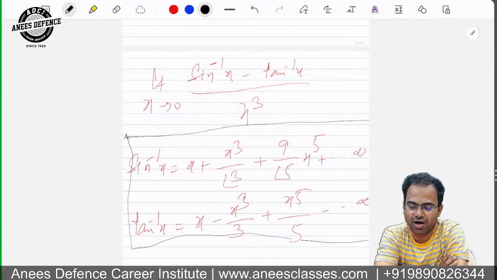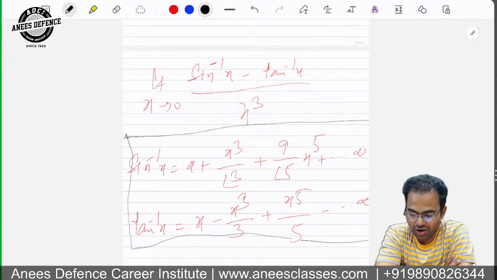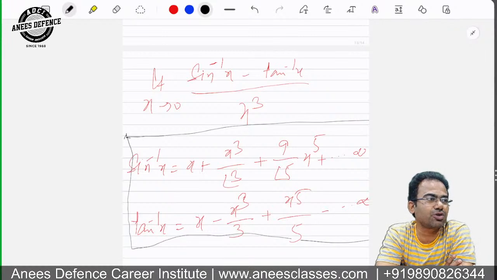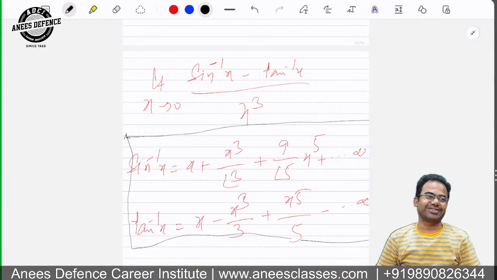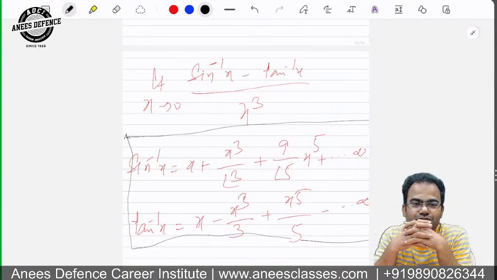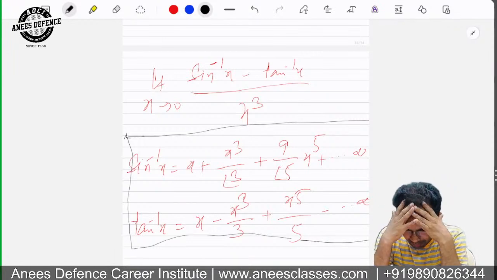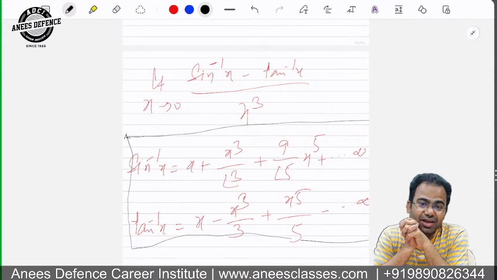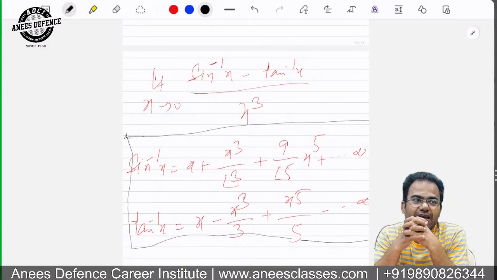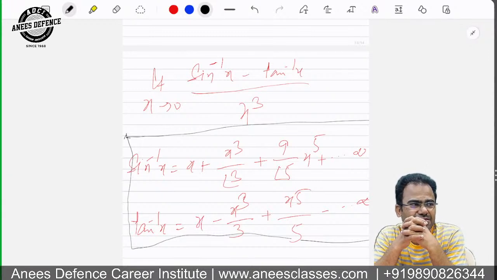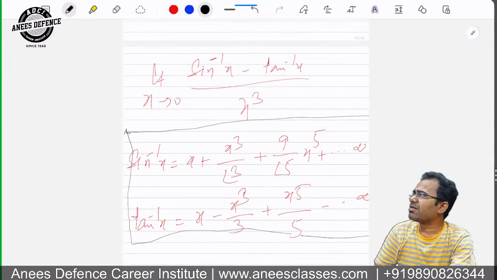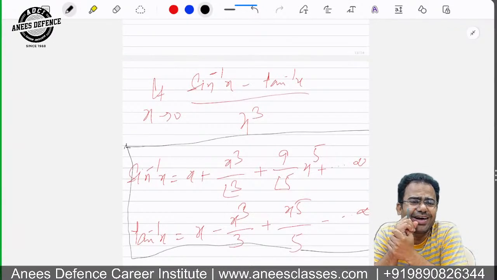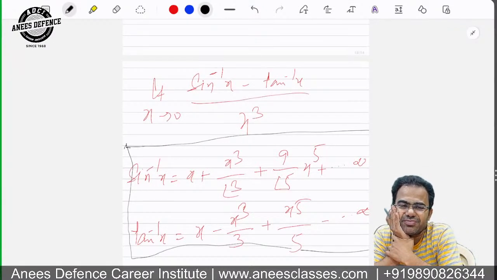x and x will be cancelled from sine inverse x minus tan inverse x. So x cube upon factorial 3, minus minus plus, that is x cube upon 3. x cube will be common, so from numerator and denominator, x cube will be cancelled. If I put x tends to 0, I will be left with 1 upon factorial 3 plus 1 by 3. The calculation will be 3 by 6, that means 1 by 2. Right? I can solve this if I know the series of these functions.